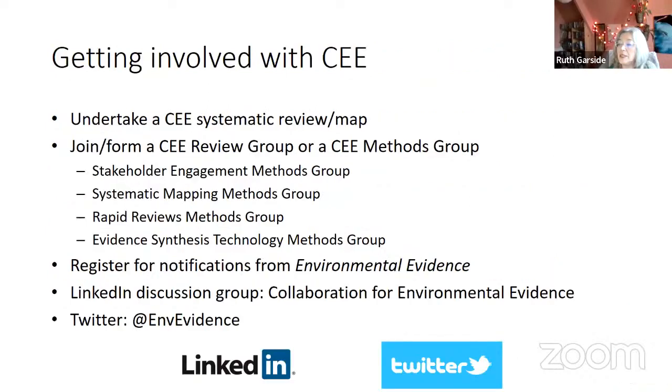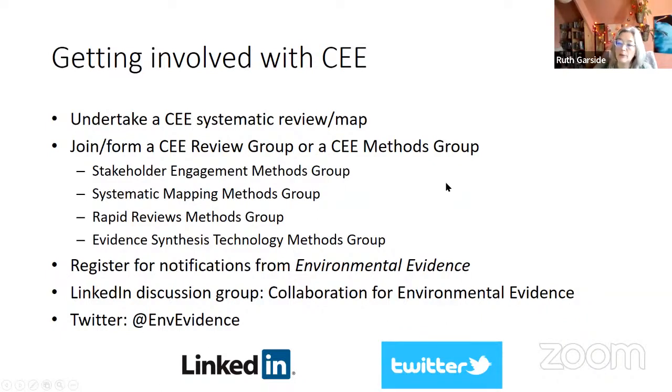If you want to get involved with CEE, there are lots of ways to do that. The first step is perhaps to undertake your own CEE systematic review or map. And as I said, the website for CEE contains guidance for conduct and reporting of systematic reviews and maps, and the protocols for those, and the journal publishes those. And there's a really supportive peer review process through that journal if you are starting a systematic review. It's a really good way to get some expert feedback on your protocol before you start if you publish in the journal. You can also form or join a review group or a methods group.